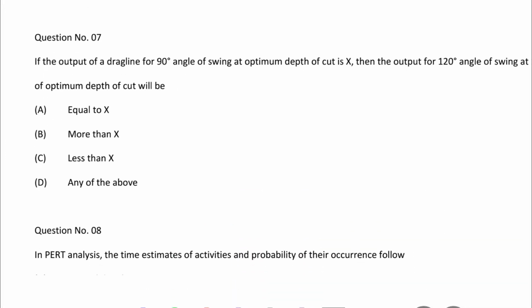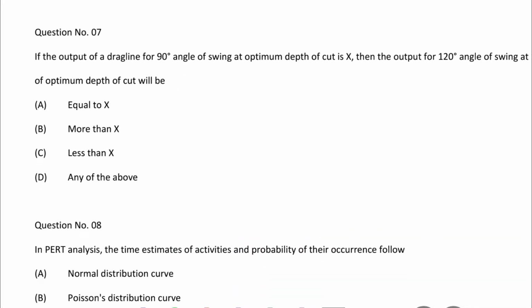Next question, if the output of the dragline at a 90-degree angle of swing and optimum depth of cut is X, the output at a 120-degree angle of swing and 120% of optimum depth of cut will be: option A, equal to X; option B, more than X; option C, less than X; option D, any of the above. So the correct answer is option C, less than X.